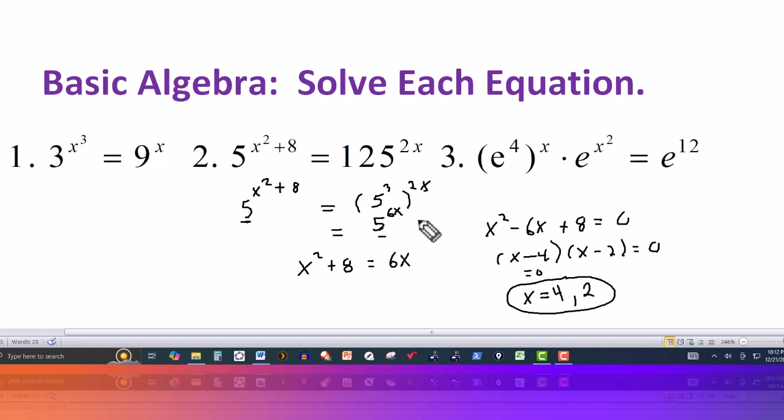You can always go back and plug into the original equation to check and realize that it does give you the same number on both sides of the equation. But that's the solution for number 2.